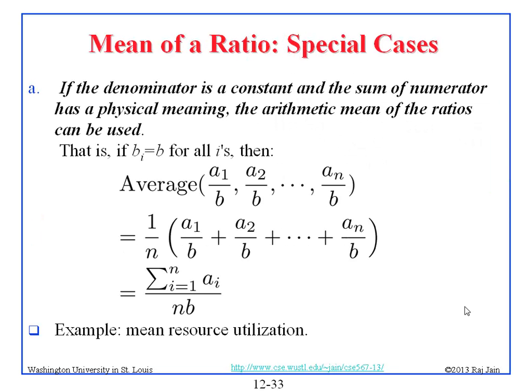So there are some special cases. If the bases are all the same, then it's very easy, because all you have to do is just add up the numerators or take the mean of the numerators. So if you have resource utilizations which are measured over the same period, not 1 hour and 100 hours, but everything on 1 hour, then you don't have to work very hard. You could just do the arithmetic mean.